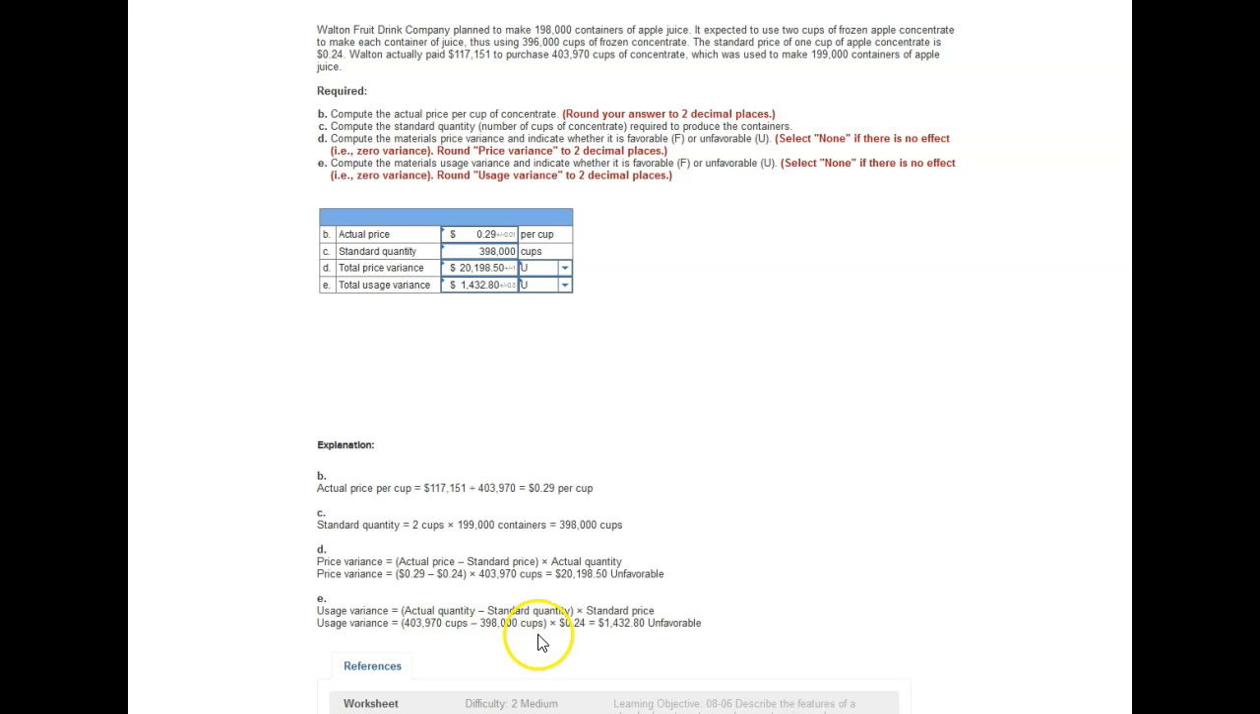That makes that unfavorable. And now the dollar amount is taking that difference times standard price. So actual quantity minus standard quantity times standard price. So again, actual purchased and used minus what we should have used, the standard quantity, times the standard price, 24 cents. So the $1,432.80 is the amount of the variance, and it's unfavorable, again, because we used more than we should have. Okay, so that's a quick review of this problem.